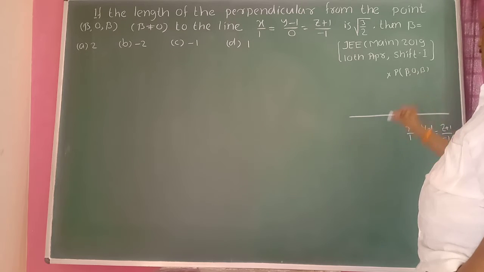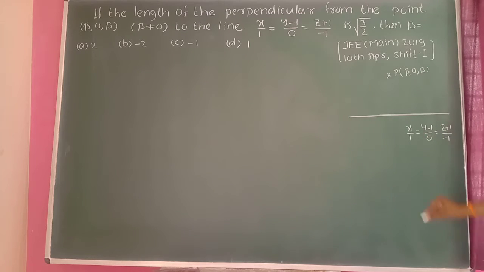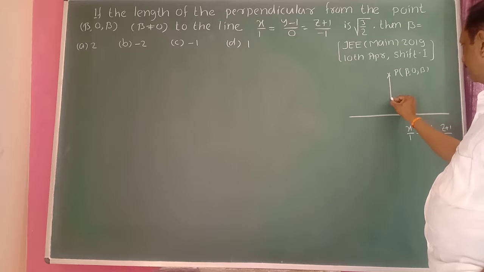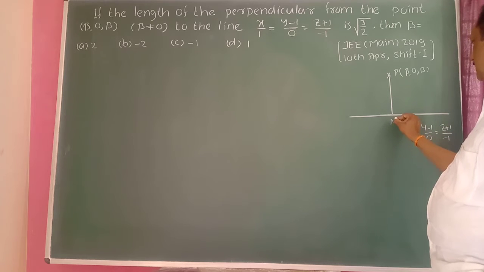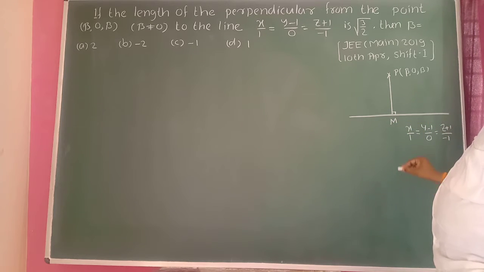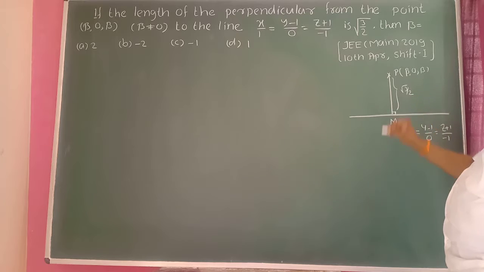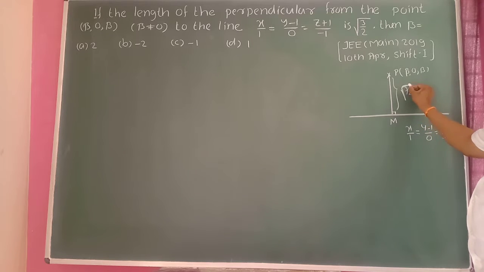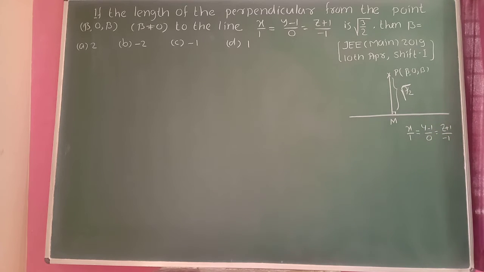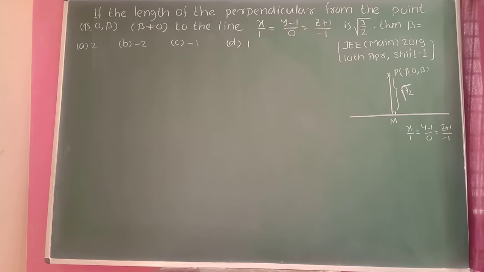The point is (β, 0, β). And here PM is perpendicular to this line. They have already given its length as √3/2. So the length is √3 divided by 2. Then β is equal to what here?